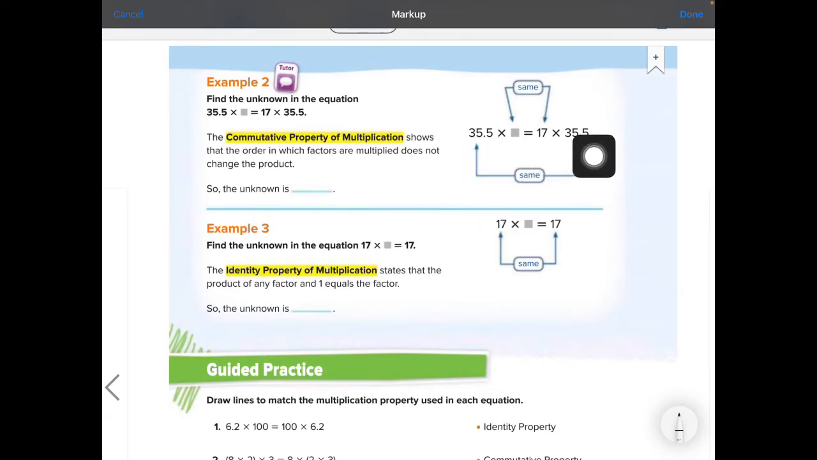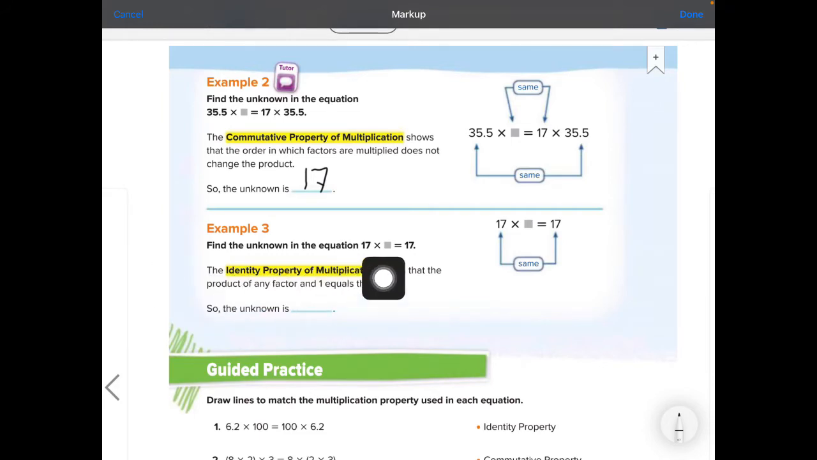Looking over here, we can see there's a 35.5 and a 35.5. Here's the equal sign. To make it even on both sides, or the same trip both ways, we need to add a 17 right there. So the unknown number is 17. That gives us the answer using the commutative property.